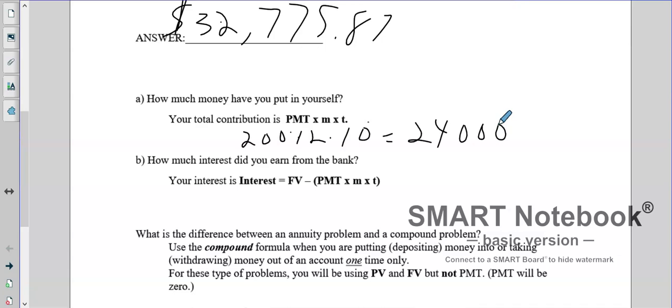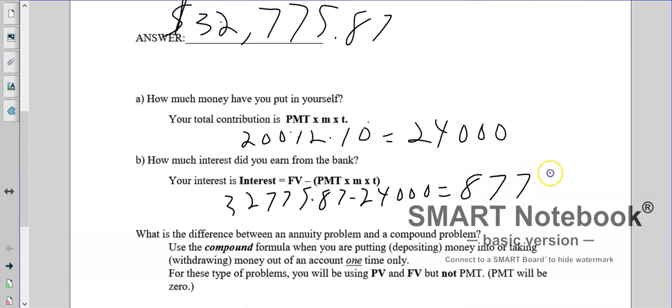How much interest did you earn? Well, for that, you're going to take the 32,775.87 minus the 24,000. And that is all gravy. How much you earned? $8,775.87. So that's how much you made off of that investment. So you put in 24,000 and you made almost $9,000 in profit.